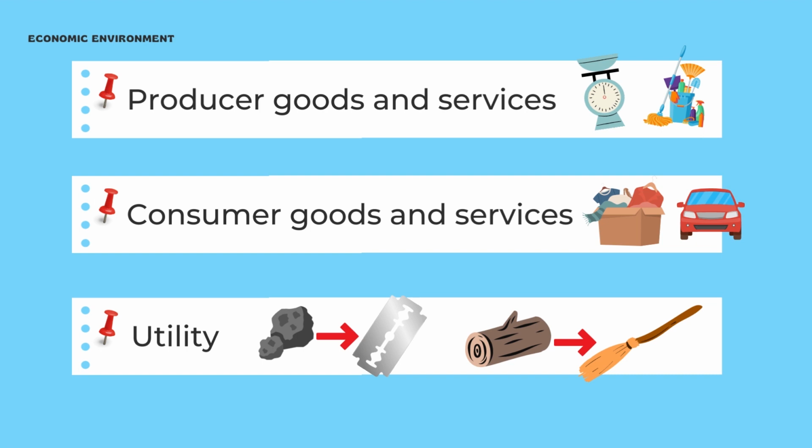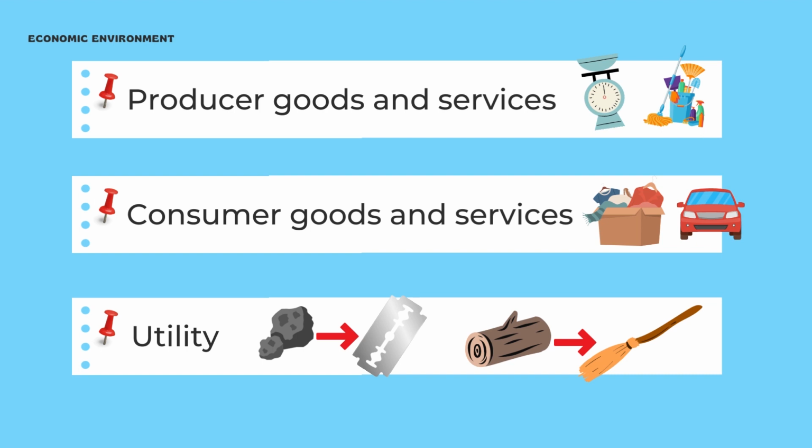Examples are machine tools, factory buildings, buses, and farm machineries. Next is the consumer goods and services. These are products or services that are directly used by the people to satisfy their wants. Examples are food, clothing, homes, cars, TV sets, medicinal services, and opera.